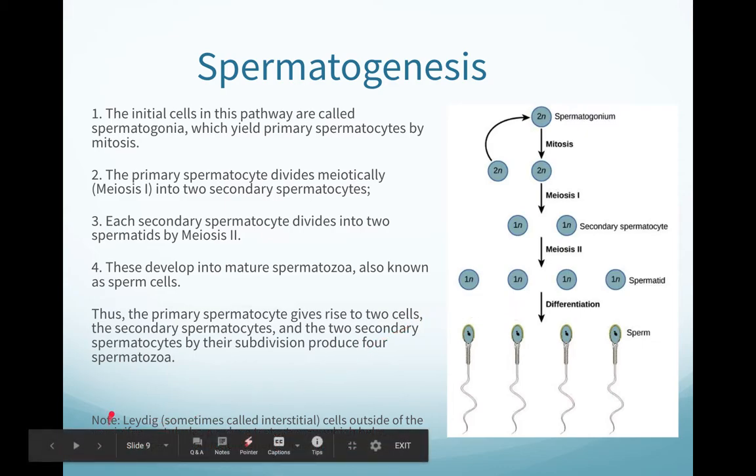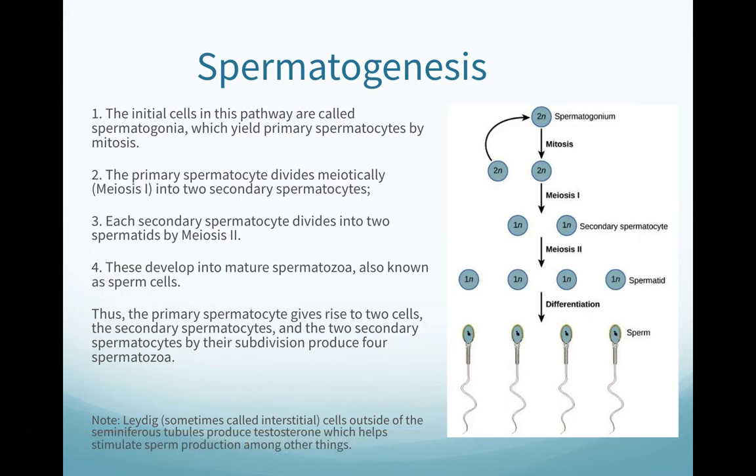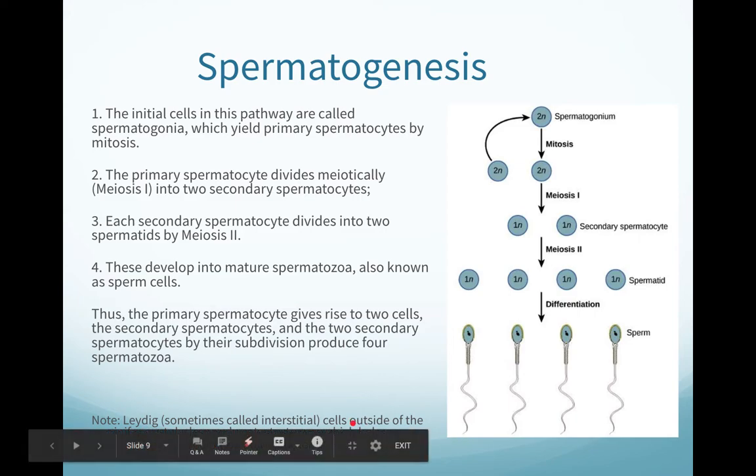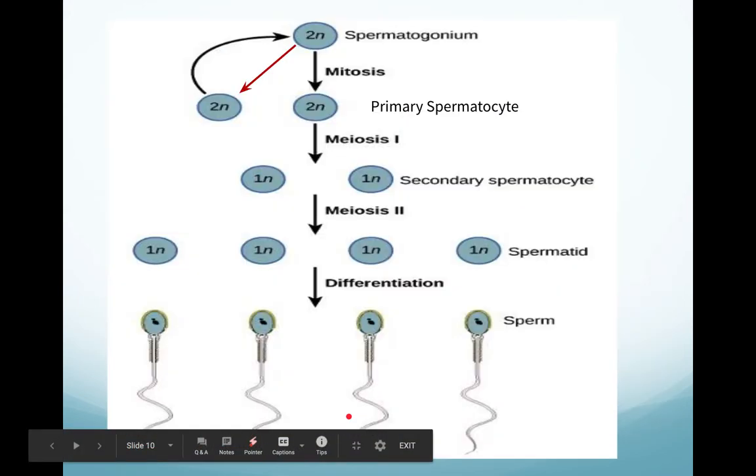Now, here's a note at the bottom, and we'll look at this in the next slide. These Leydig cells, they're also called interstitial cells. All right, they're outside the seminiferous tubules. They're still within the testicles, okay? They are the testosterone producing cells, and we'll get into the function of testosterone in lesson 3.